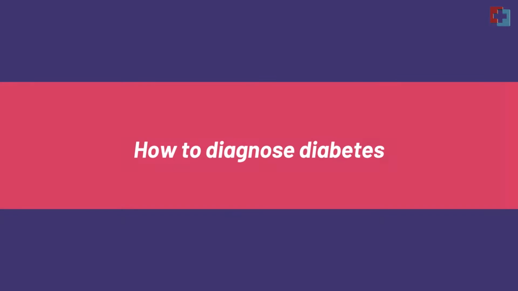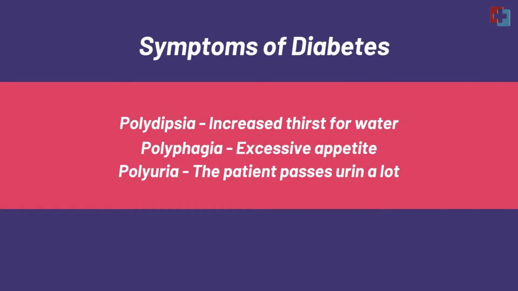So how do you diagnose diabetes? Diabetes is usually diagnosed through symptoms and lab tests. For symptoms, we usually have a triad. Triad means three: polydipsia, meaning increased thirst for water; polyphagia, where a patient wants to feed a lot; and polyuria, where a patient passes urine a lot.